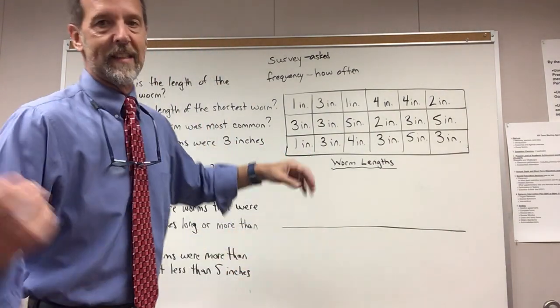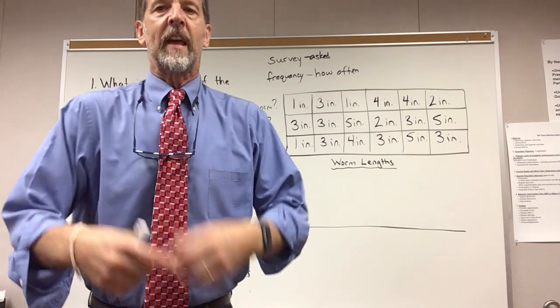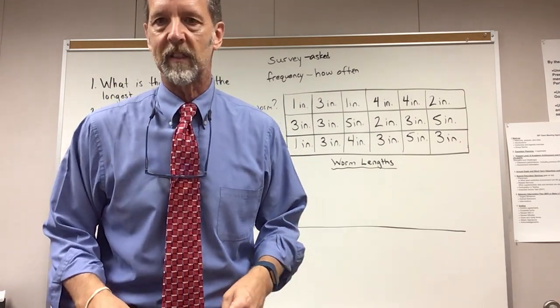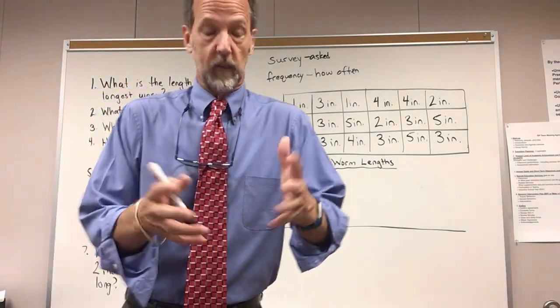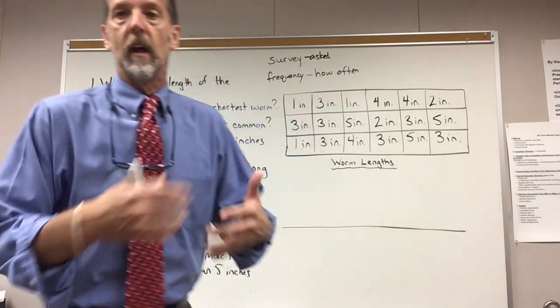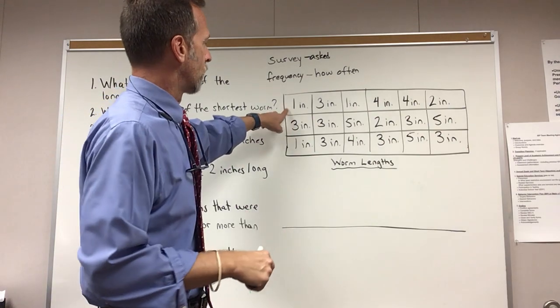So, I've got a table here of the information. I went out in my garden, and as I was digging, getting ready to plant my seeds for the season, I kept finding worms. I noticed that the worms were all different lengths, and I decided to keep track of the worms I found. So when I found a worm, I measured it and I wrote down its measurement.